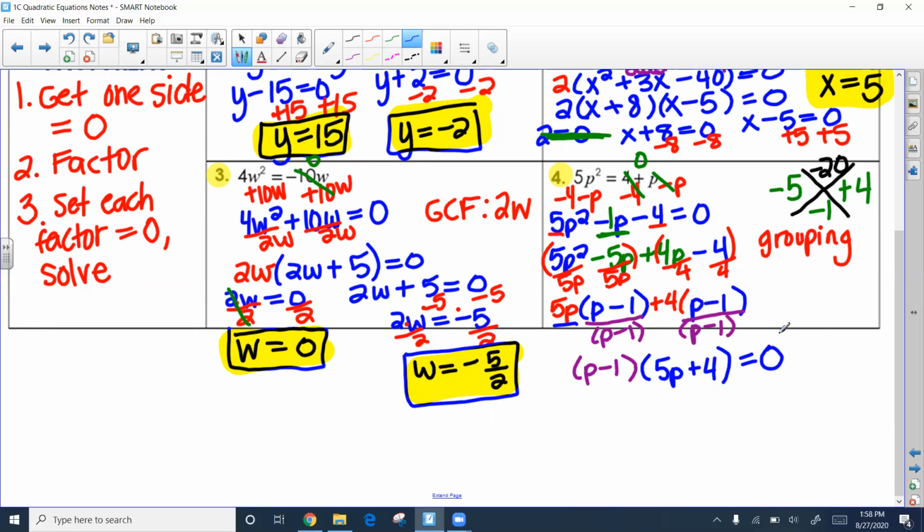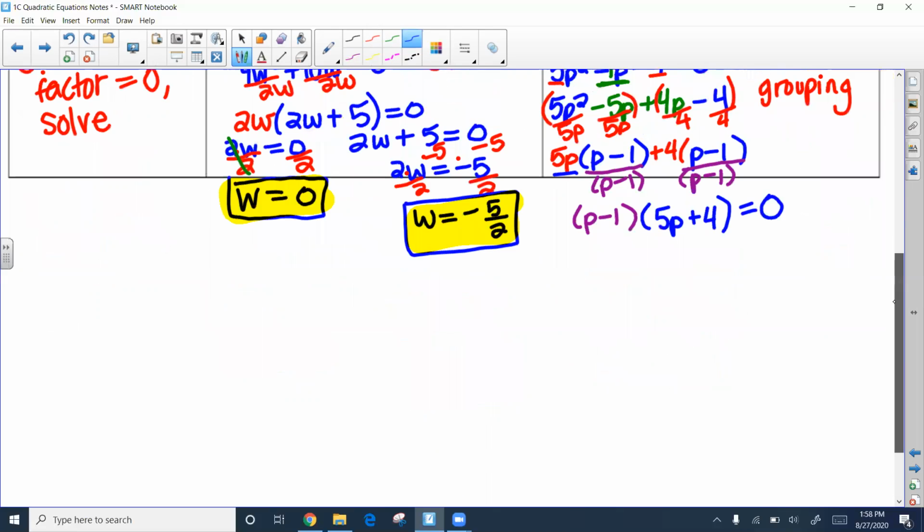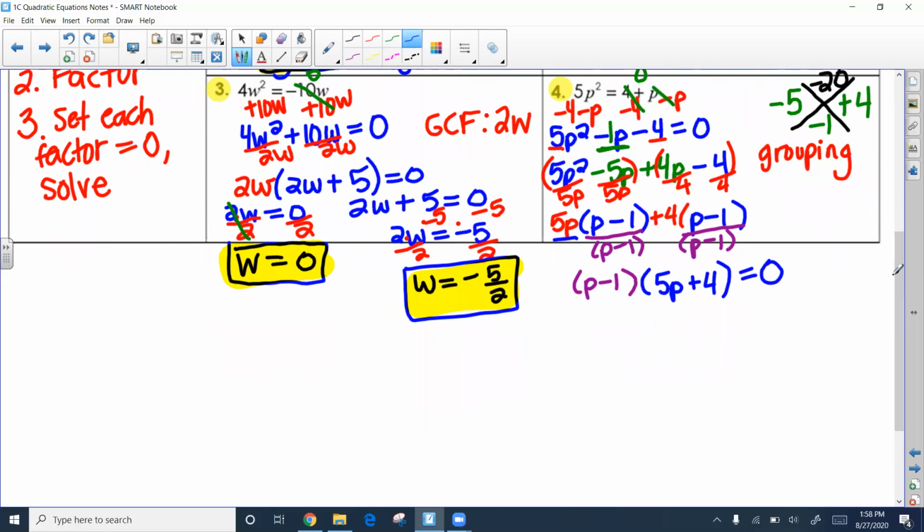All right, so that was all part of step 2, factoring. That's why we want to be pretty good at factoring, because it's just one step of this process. All right, the third step after we factor is to actually solve. So don't forget to solve. Now we have to set each factor equal to 0 and solve each equation. So my first factor is p minus 1, so I have p minus 1 equals 0. And then I have 5p plus 4 equals 0. All right, and then I am going to solve each of those.